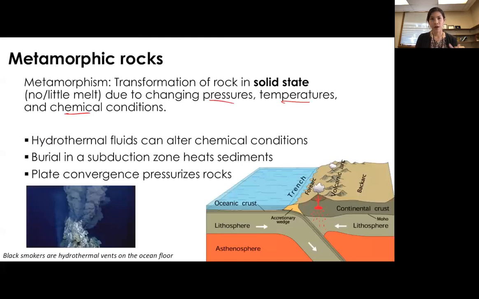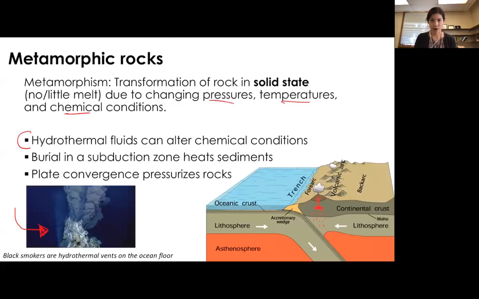Some examples of metamorphic conditions include hydrothermal fluids that can alter the chemical conditions. Last week we talked about hydrothermal vents or black smokers at divergent boundaries, these locations where magmatic igneous bodies are heating up seawater, and that seawater is extruding out in these hydrothermal vents. Those contain slightly different chemical conditions and can result in nearby alteration of the rock.